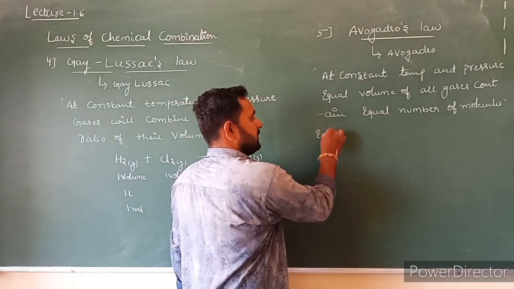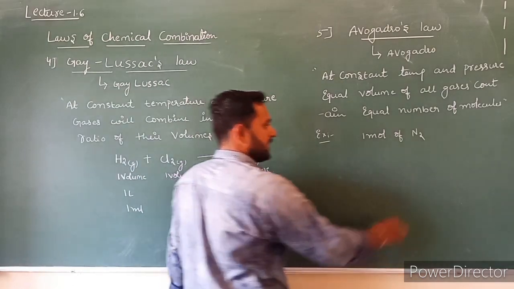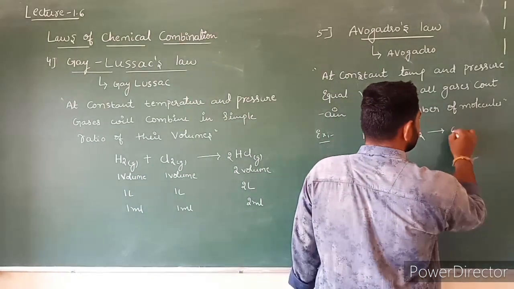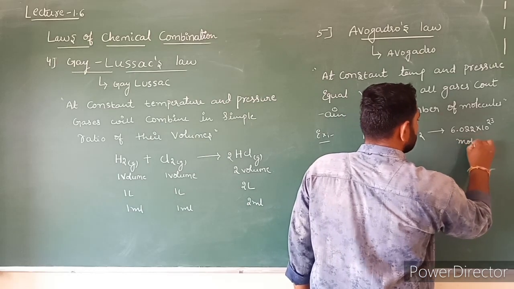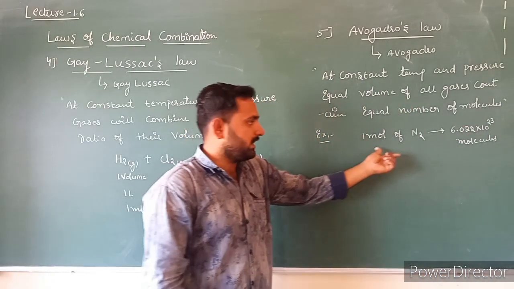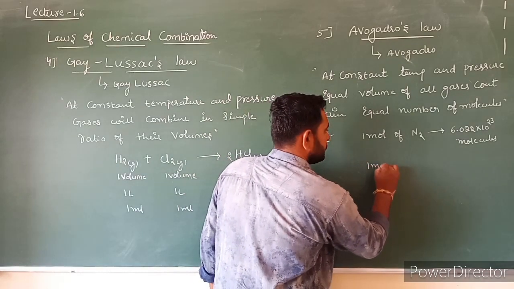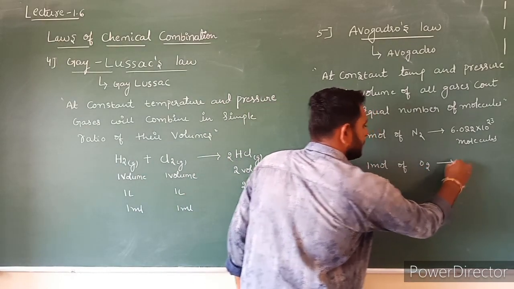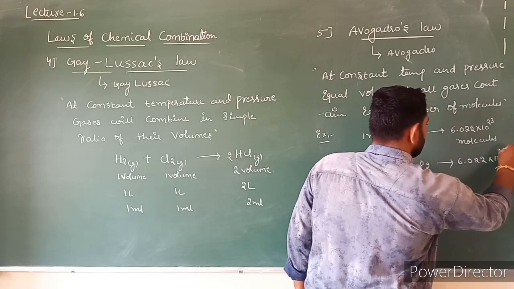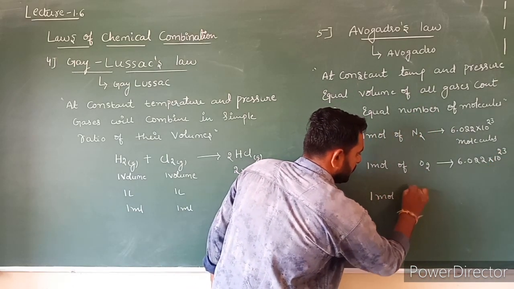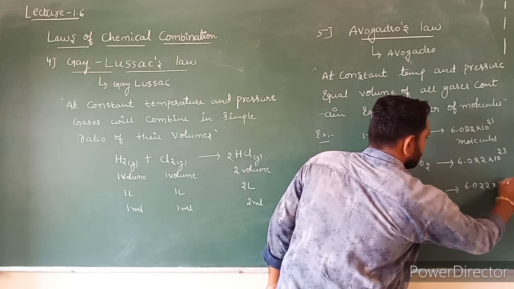Let us take one example. 1 mole of nitrogen gas contains Avogadro number of particles, means 6.022 into 10 power 23 molecules. 1 mole of oxygen gas also contains 6.022 into 10 power 23 molecules. 1 mole of hydrogen gas also contains 6.022 into 10 power 23.